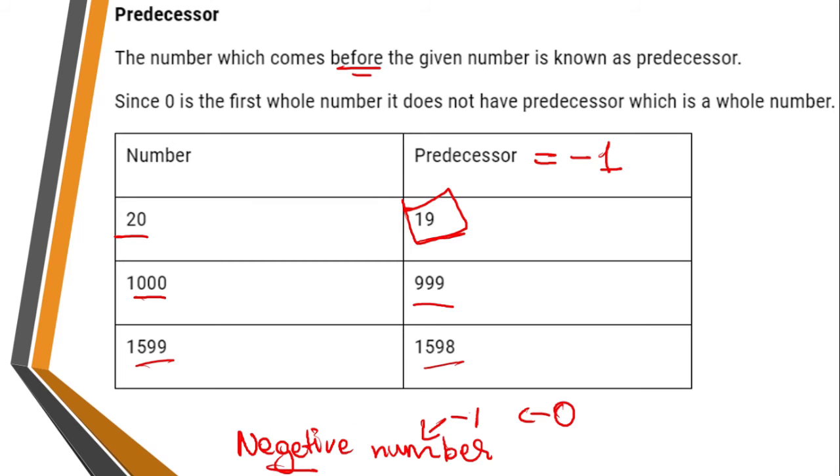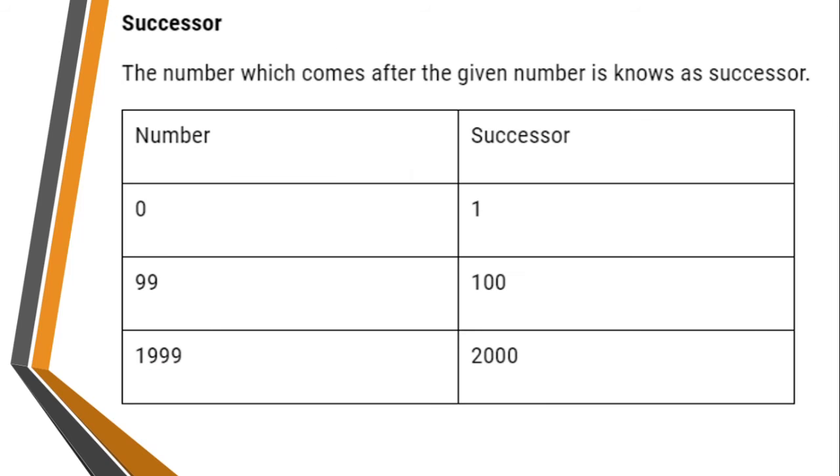Every number has a predecessor. But they are saying that 0 is the only number which does not have a predecessor which is a whole number. It has a predecessor, which is a negative number. But it's not a whole number, right? So 0 has a predecessor, but it's not a whole number. So this was about predecessor.